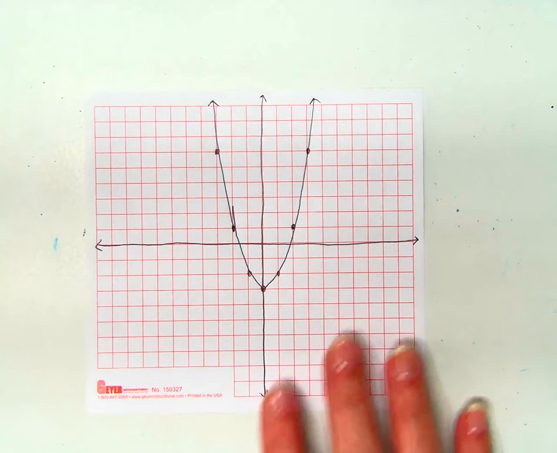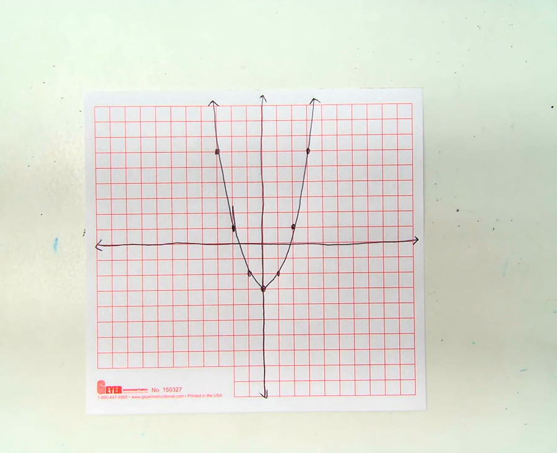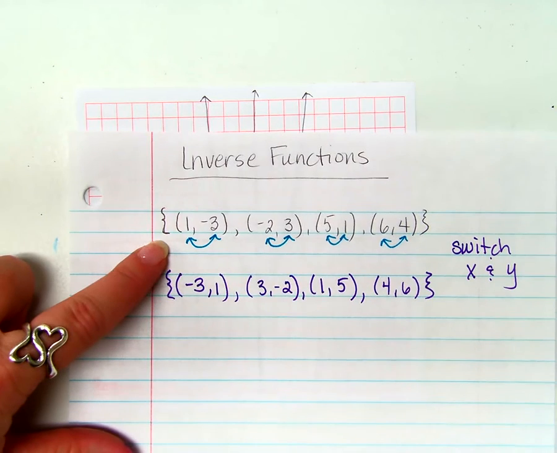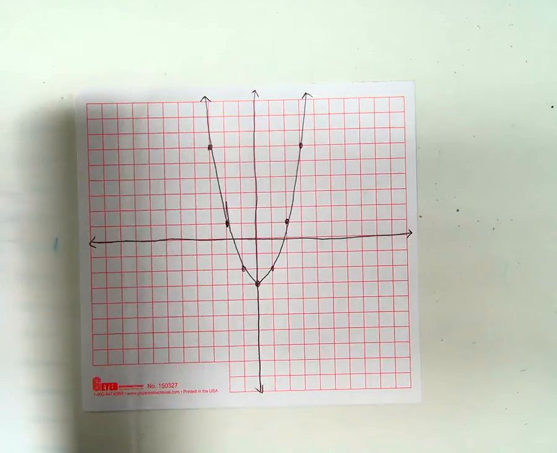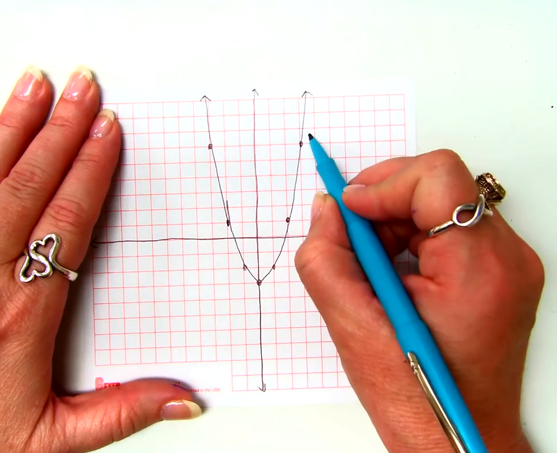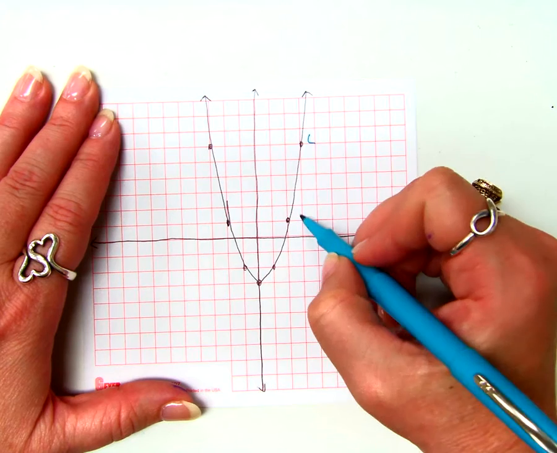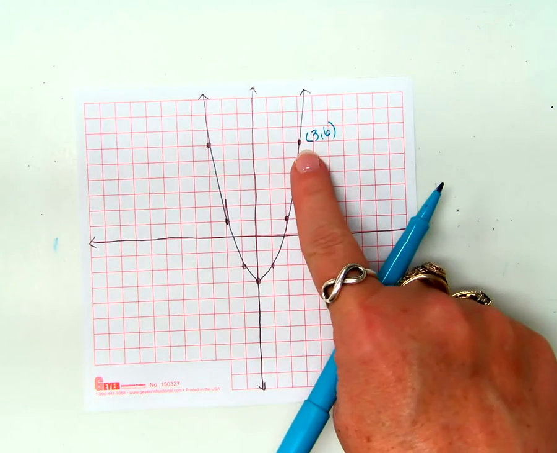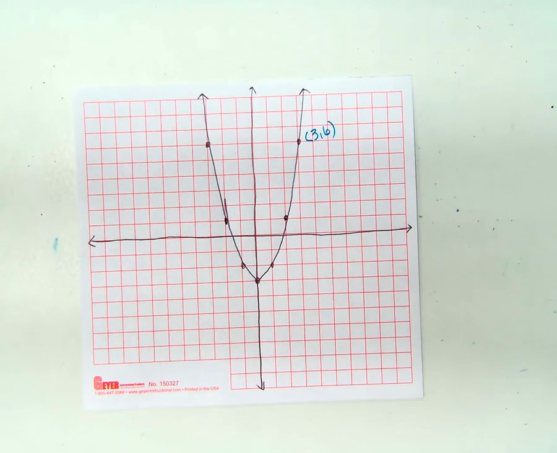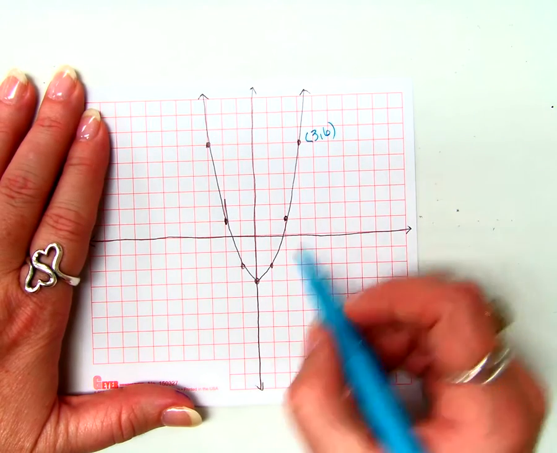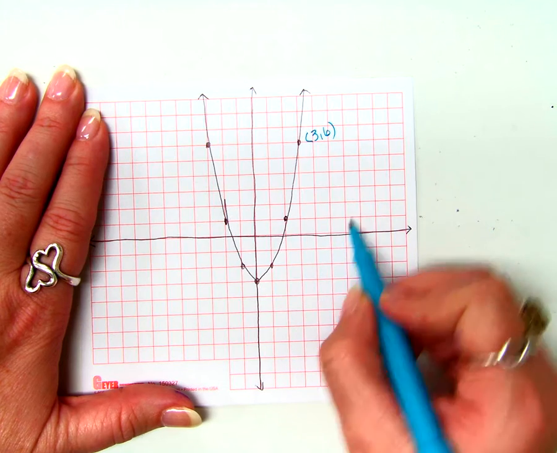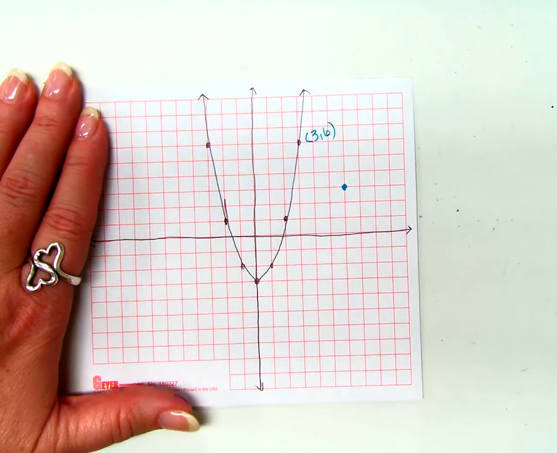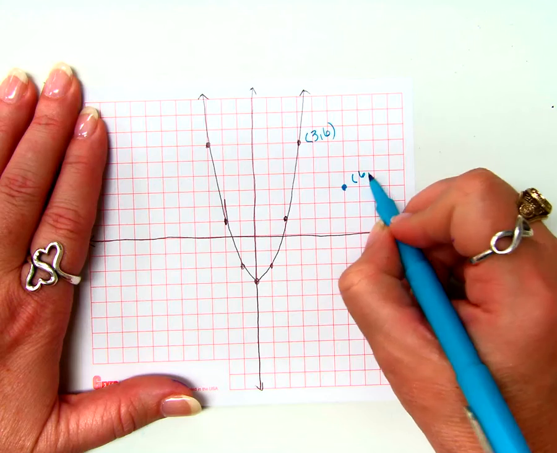Well, what do you think we're going to do if we have a graph? Does it make sense that we would switch x and y and graph the new function? So it's a whole lot like the list of ordered pairs here. Well, this ordered pair right here is 3, 6. So what point should I plot that would give me the inverse of that point? Yes, 6, 3. So this is the point 6, 3.